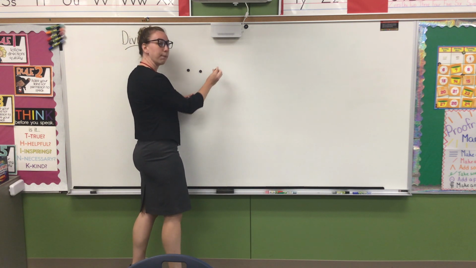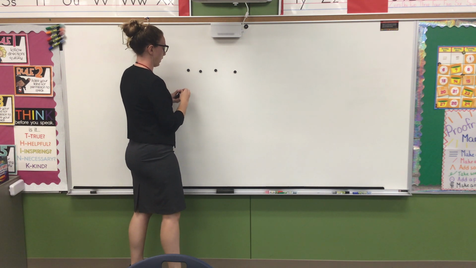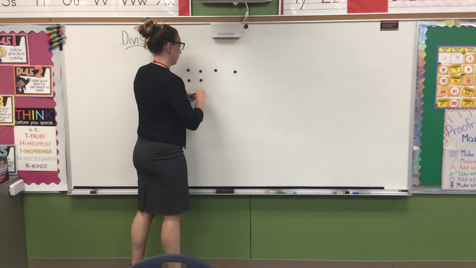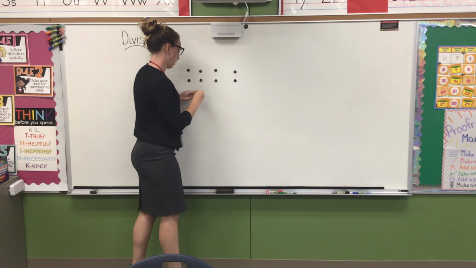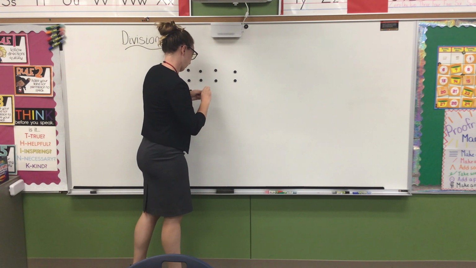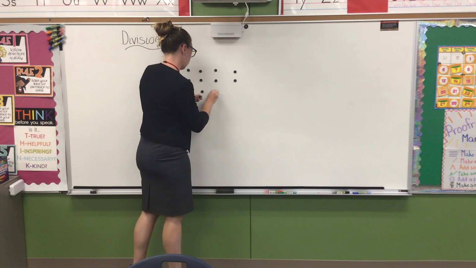We're gonna use magnets so that you guys can see them a little bit better. We're gonna have 18 cookies. I can't get the magnets apart. There we go. 18 cookies. Well, we'll get those cookies back later.